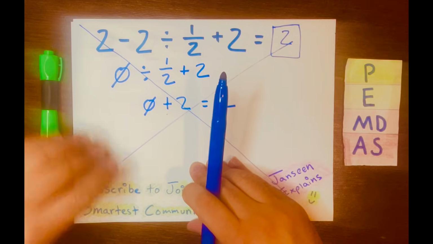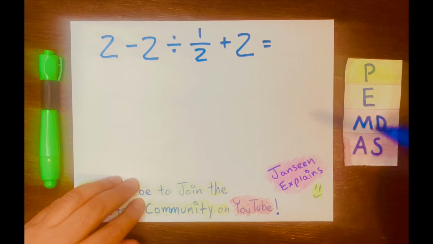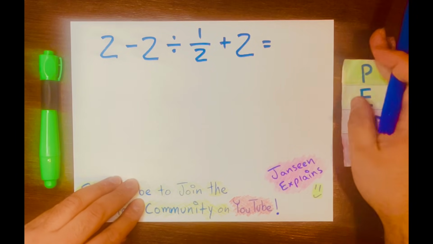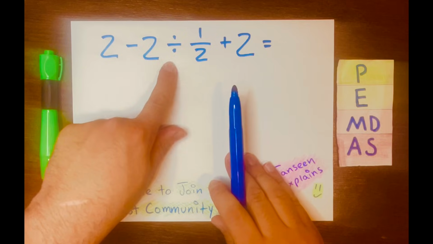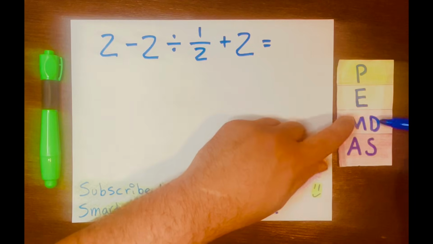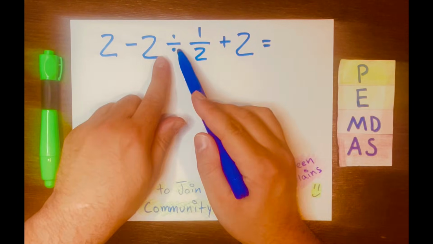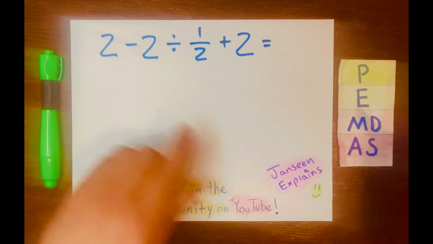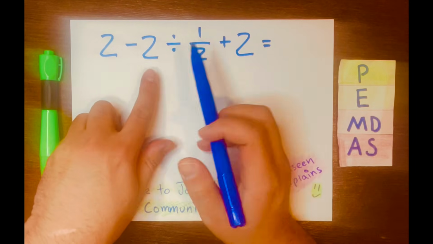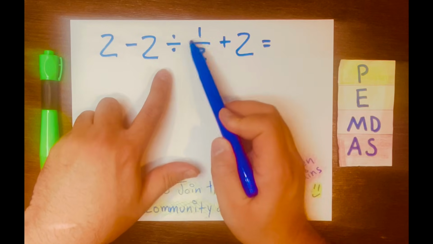Let me show you how to solve this math problem correctly using PEMDAS. And PEMDAS is telling me that division goes first, not subtraction. We don't subtract 2 minus 2. We divide 2 divided by 1 over 2.